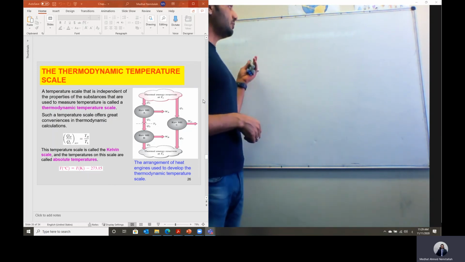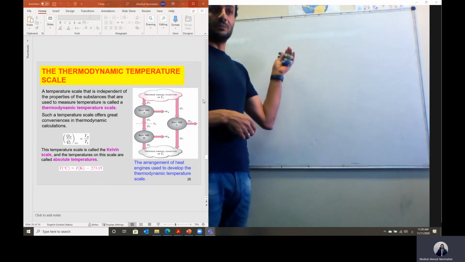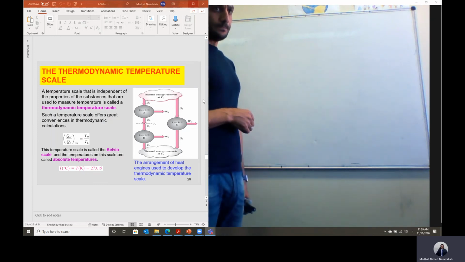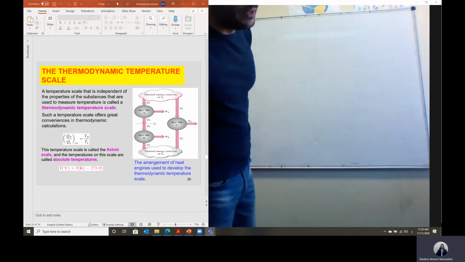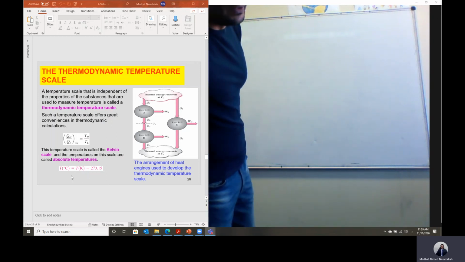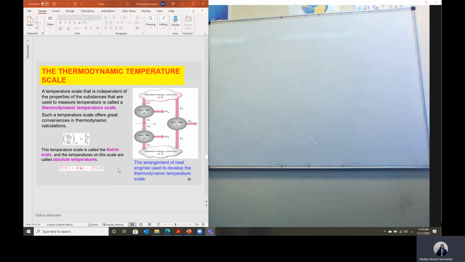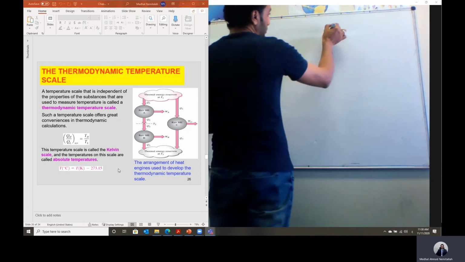And we assign the value of 0 Kelvin when the absolute pressure is equal to 0. Okay? And we developed this relation early in chapter 1: temperature in Celsius equals temperature in Kelvin plus 273. I think you know about this. But what we need right now is just to prove that Q high over Q low is the same as T high over T low.